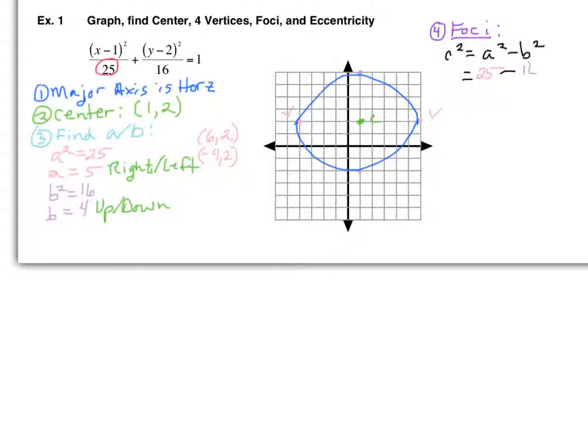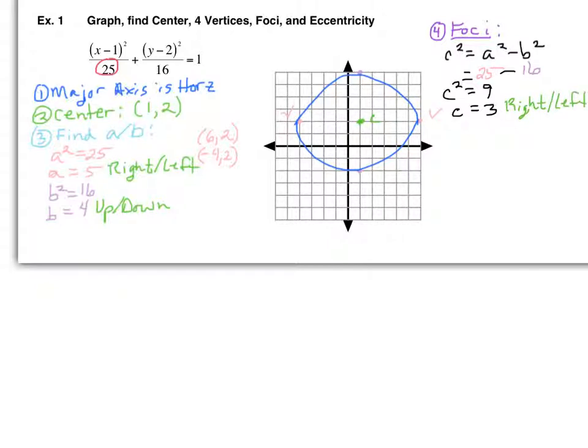This should never come out to be a negative answer. If it is, you did it backwards. So what does c squared equal? 9, and what is c? 3. So that means we're going to go 3 up, down, or right, left? Right, left, because our major axis is horizontal. So we are going to go right, left of the center. Always of the center.